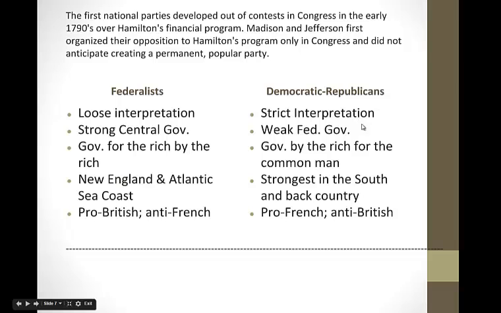And these are just a list. We've gone over this before, but just to make sure you still understand it, these are just a basic list, a mere image of what these political parties would stand for. Federalists have a loose interpretation of the Constitution. The Democratic Republicans have a strict interpretation of the Constitution, and so on and so forth through this. So keep this in mind as you're looking at later political parties, because the later political parties will all kind of share this dichotomy between the Federalists and the Democratic Republicans.